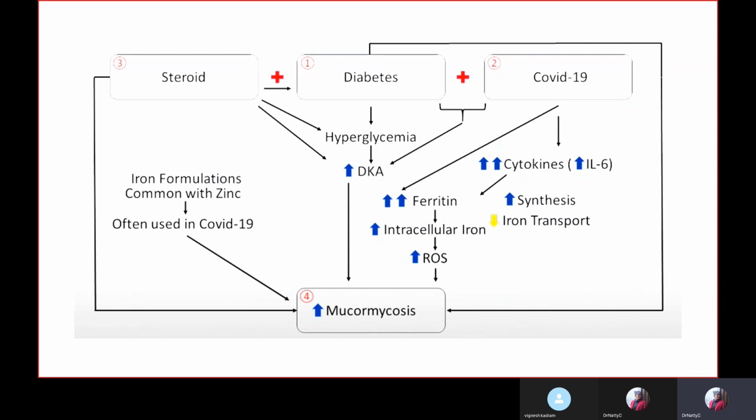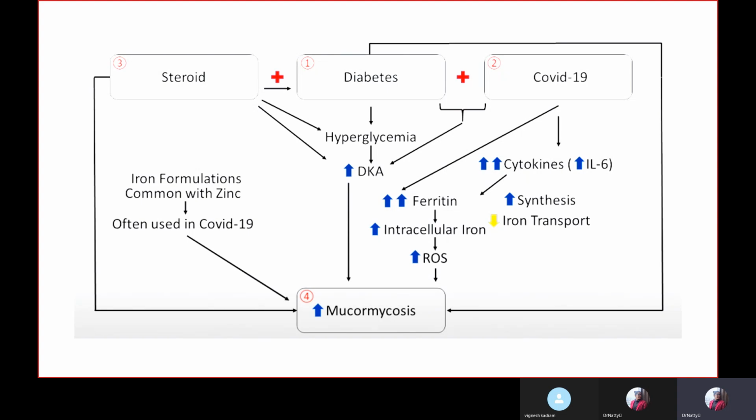And also steroids. Why steroids? Steroids suppress the immune system. As I have already mentioned, whenever the immune system is suppressed, the patient will easily acquire fungal infection. That is why in AIDS, patients easily get fungal infection. Whenever the patient is diabetic also, the patient's immune system gets altered.